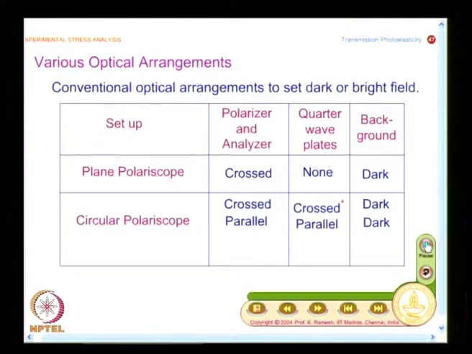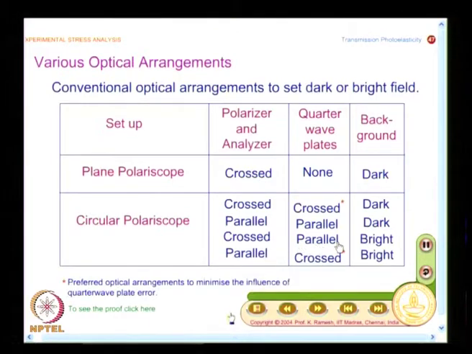Suppose I keep the polarizer and analyzer parallel and also quarter wave plates parallel, I get this as dark. Suppose I have the polarizer and analyzer crossed, if I have parallel quarter wave plates, I have bright field. I have parallel polarizer and analyzer, crossed quarter wave plates, I have this as bright. And the list does not end here. You have a longer list, and if you look at the book on digital photoelasticity by me, you have the other expressions available.